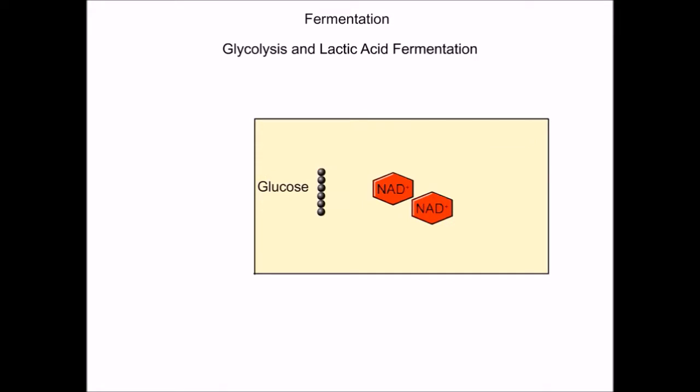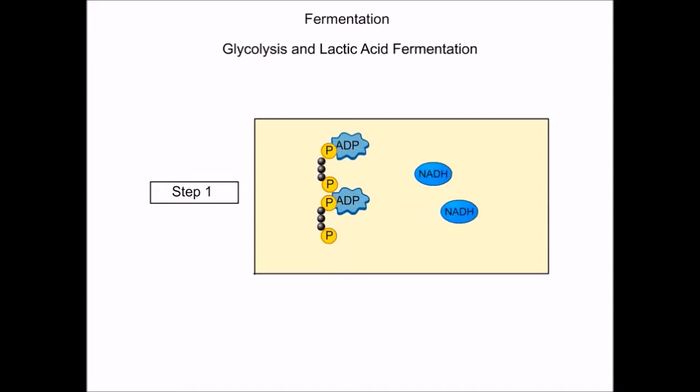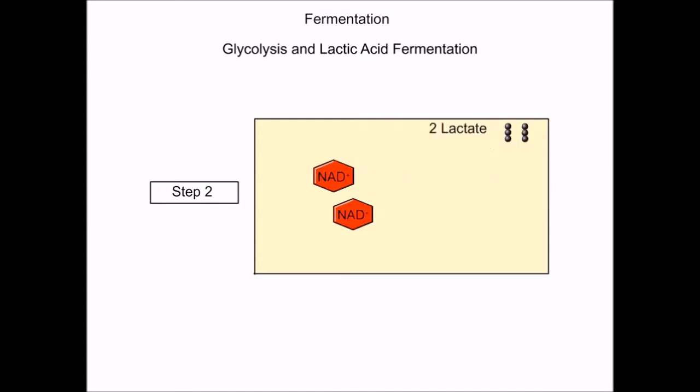Let's observe the relationship between glycolysis and lactic acid fermentation. Glycolysis produces NADH, ATP, and pyruvate, pyruvic acid. If oxygen is not present, NADH cannot be oxidized in the electron transport chain. Without fermentation, the cell would run out of NAD+, bringing glycolysis to a halt. In lactic acid fermentation, the pyruvate, pyruvic acid from glycolysis, is reduced to lactate, lactic acid, by NADH.